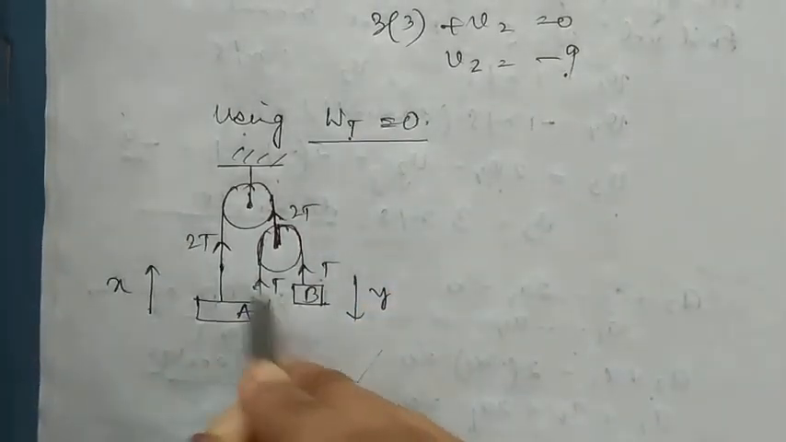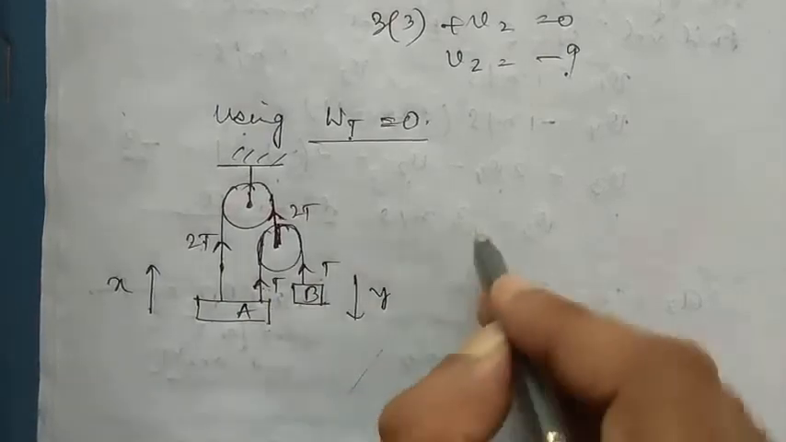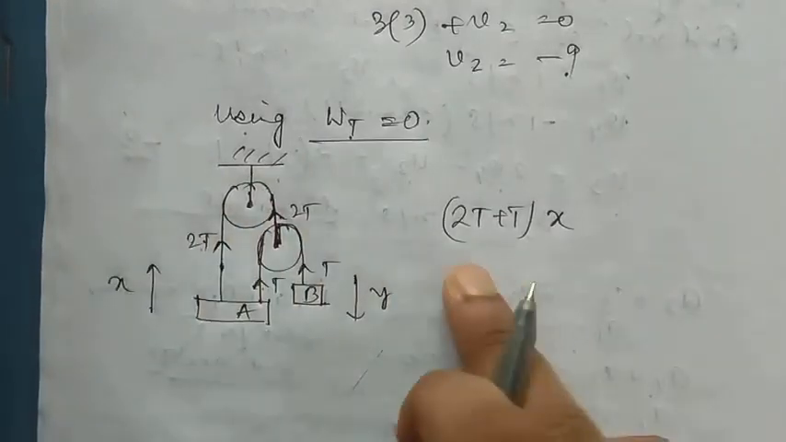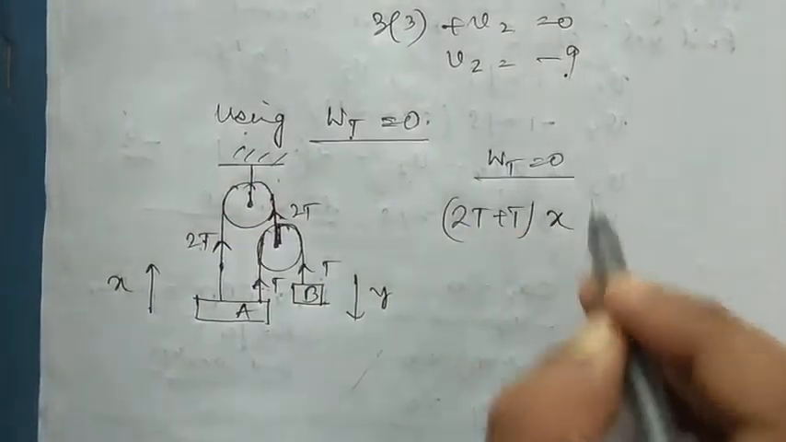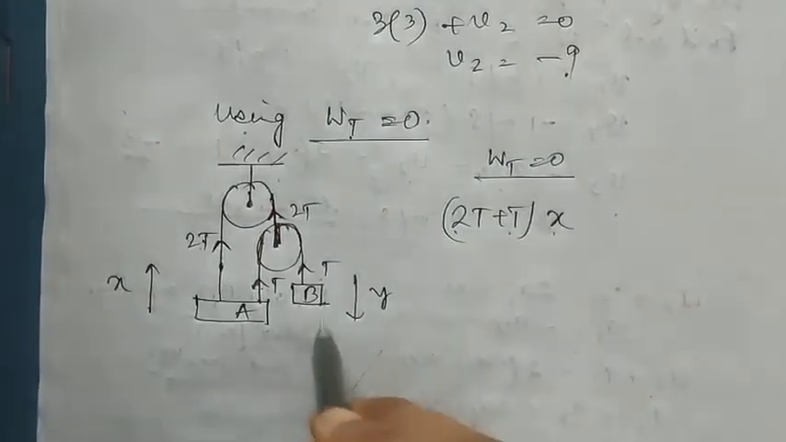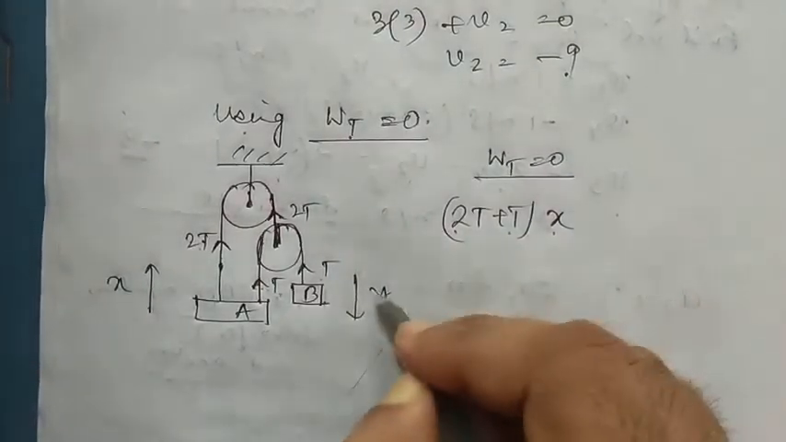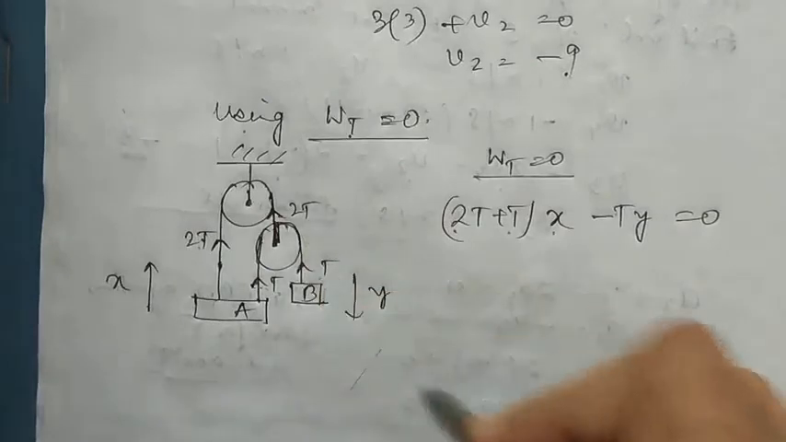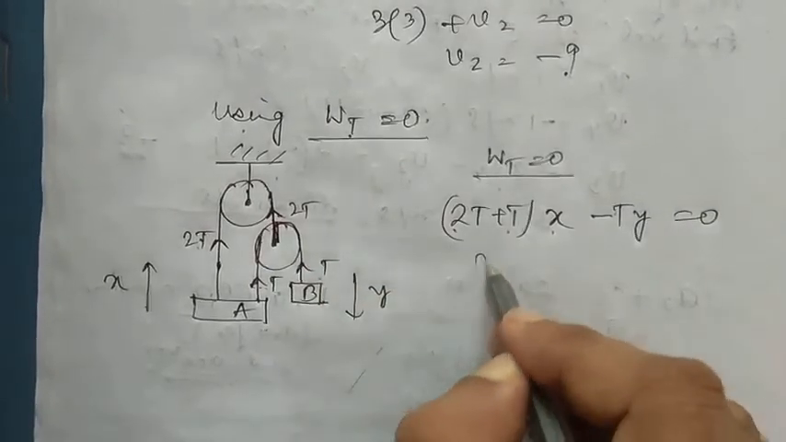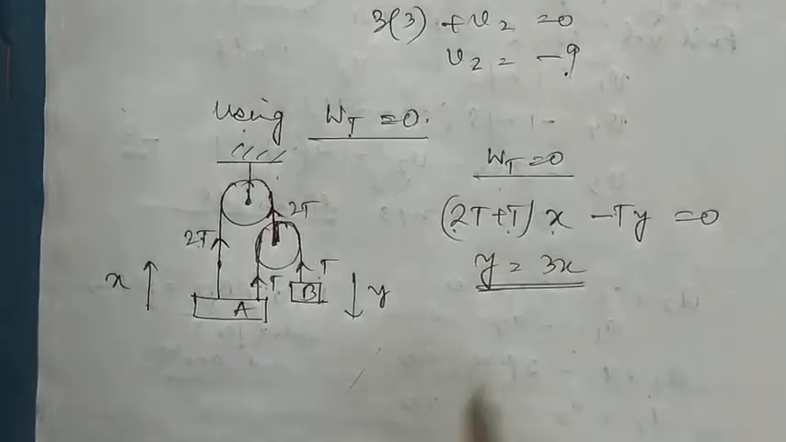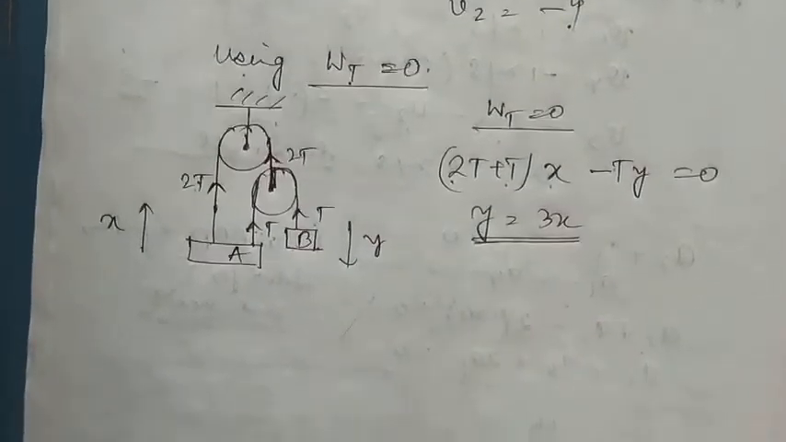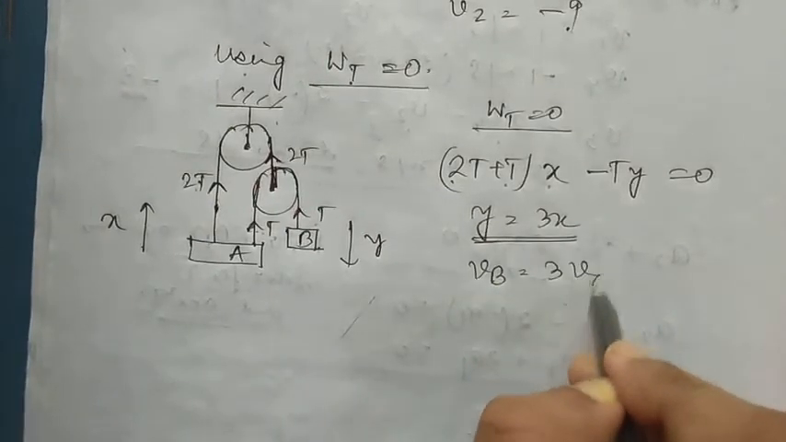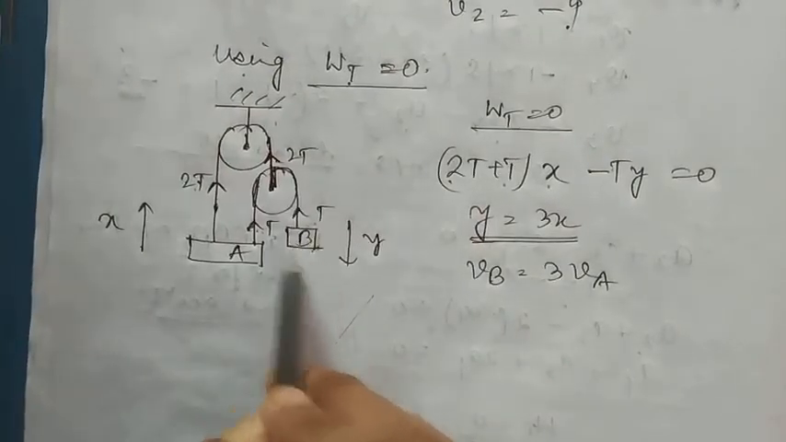Now how much is the tension acting on block A? It is 3T, 2T plus T. This is acting upwards and x is also acting upwards. So the work done W is equal to 0: 2T plus T times x. Now this is acting downwards, and the displacement is downwards, so we write T into y minus T into y, because T and y are acting in the opposite direction. From this we get y is equal to 3x. Differentiating, VB is equal to 3VA. Y was for B and X was for A.